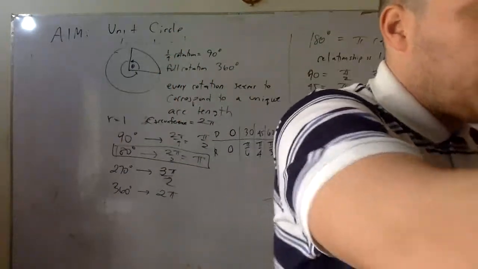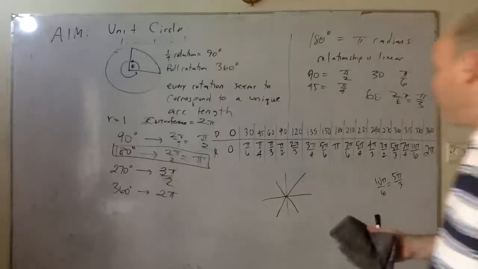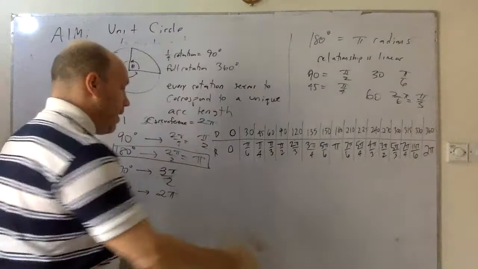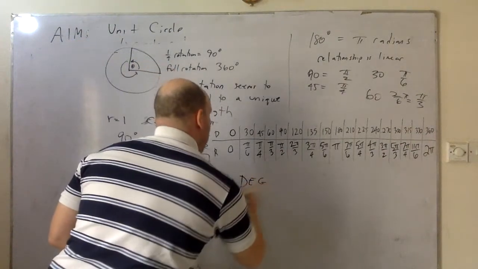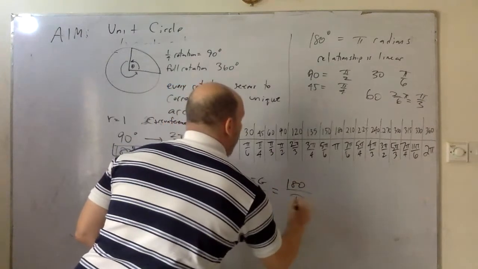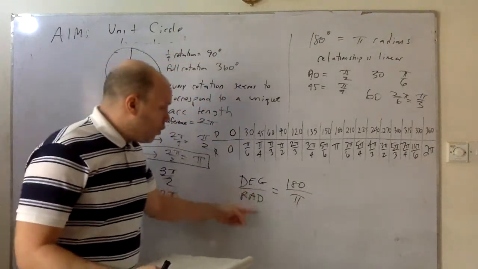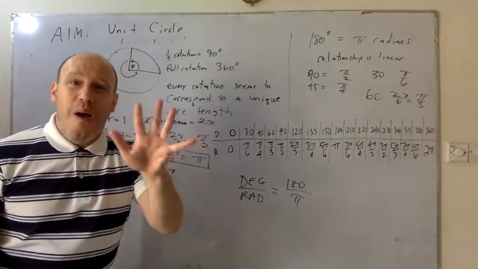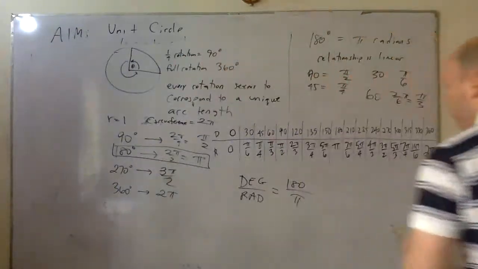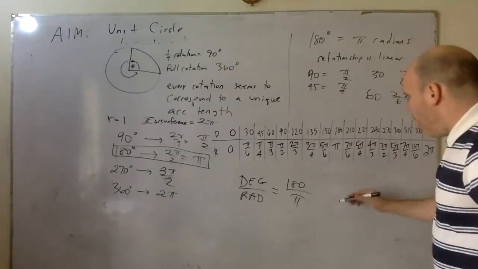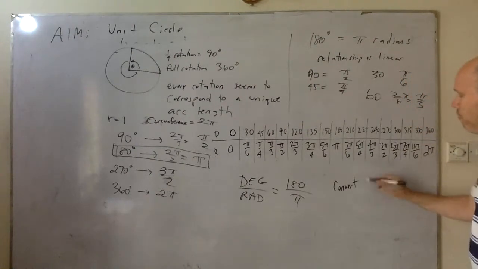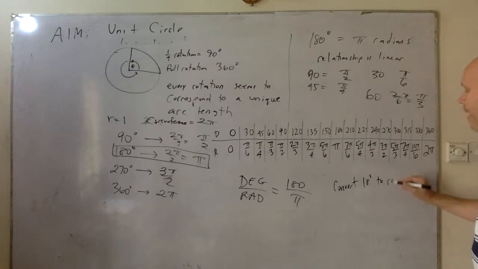Now, let's see. So, what's the conversion? The way I first present it is degrees is to radians as 180 is to pi. If you set up this ratio, you're fine. But the books show a different way. But let's do 2 examples. How about we say 18 degrees? Convert 18 degrees to radians.